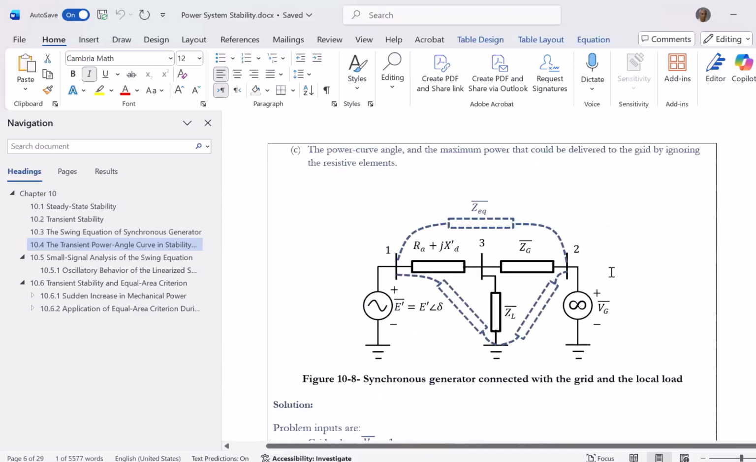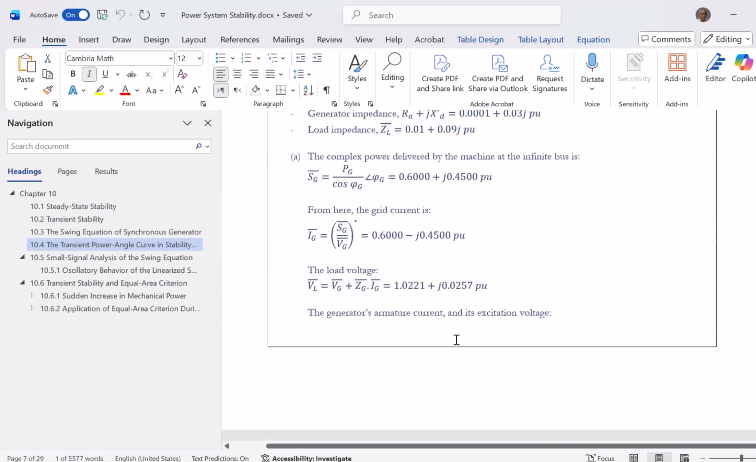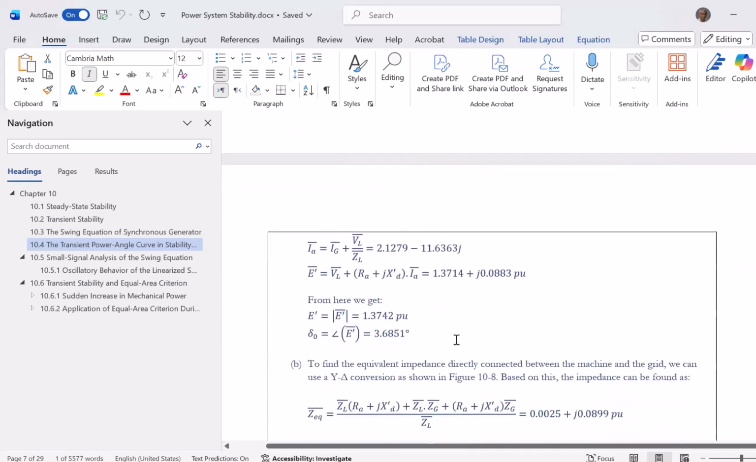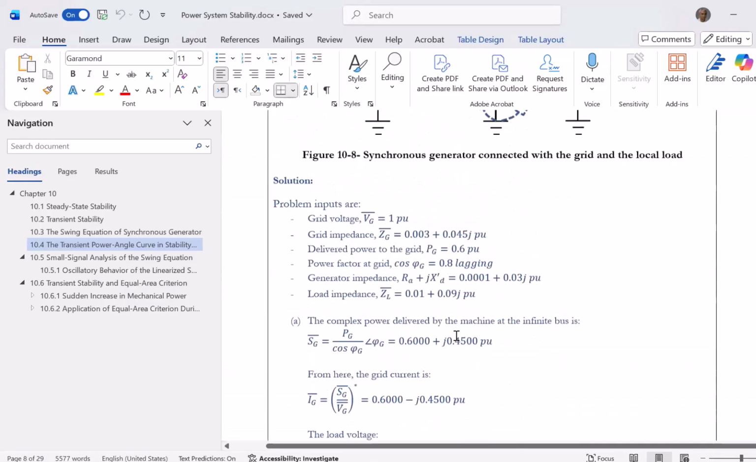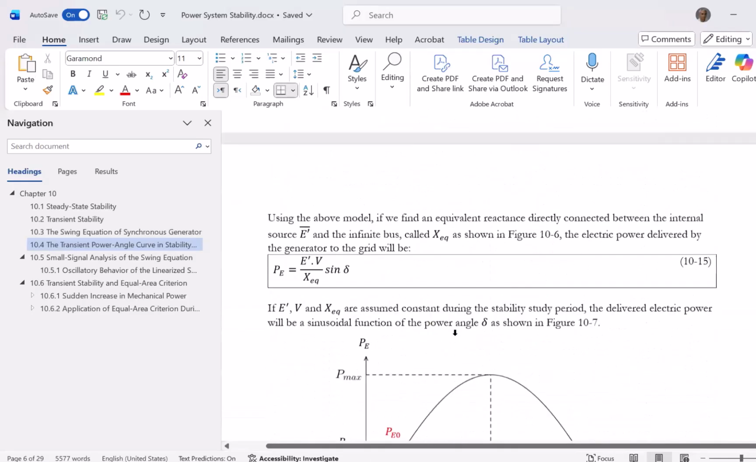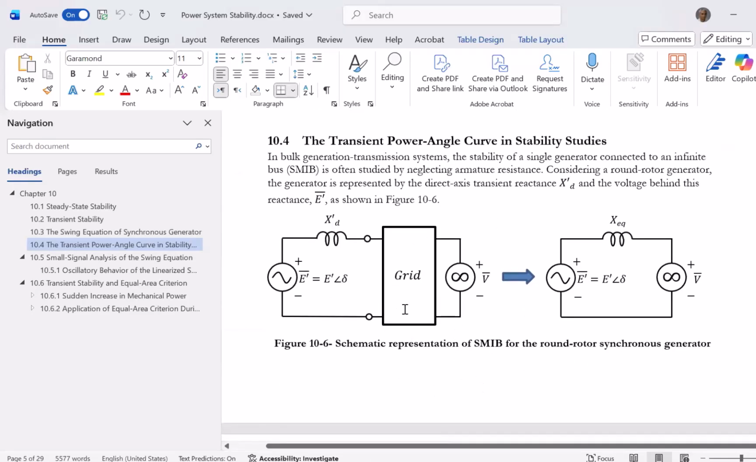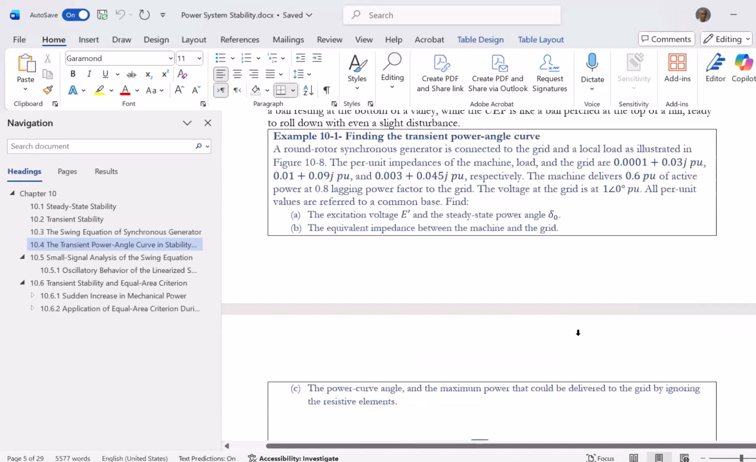This comes from solving this system under steady state conditions, which is going to give me E prime to be at this point and delta 0 to be at this point. Now, the second question, which is the more important one here, is that I want the equivalent impedance between the machine and the grid. So whatever we want to do in this original system is find a direct reactance between the internal source of my generator and my infinite bus. That's the whole point of part B. We want to find the equivalent impedance between the machine and the grid.